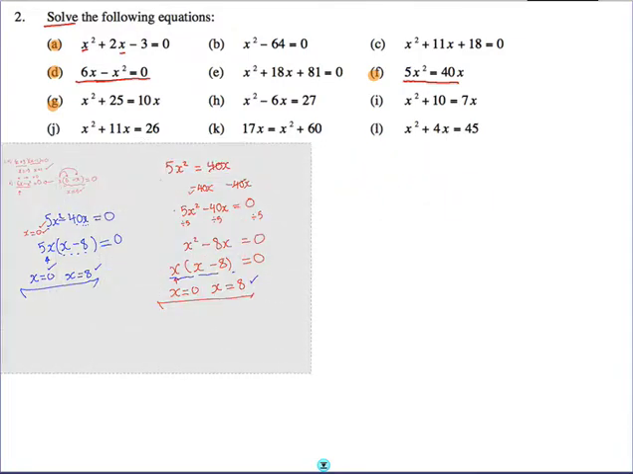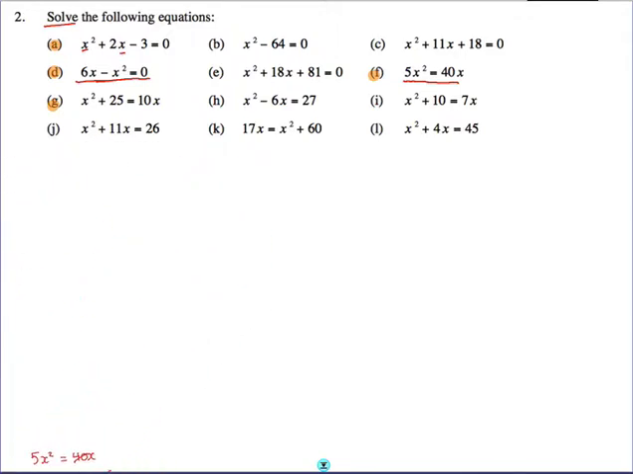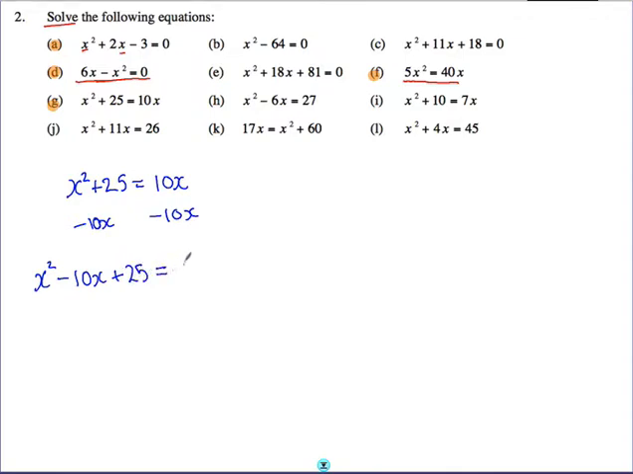I'm going to delete anything over here. Done. Okay, x squared plus 25 is equal to 10x. So looking at G right now, take away 10x, take away 10x, we're left with x squared minus 10x. Remember, I like writing them in order. Plus the number 25 is equal to 0.